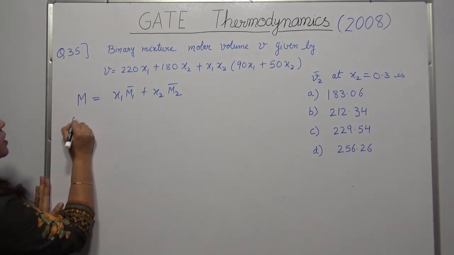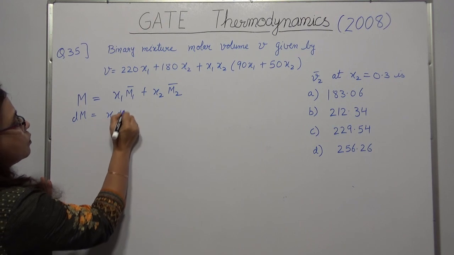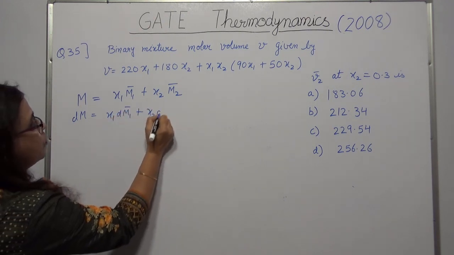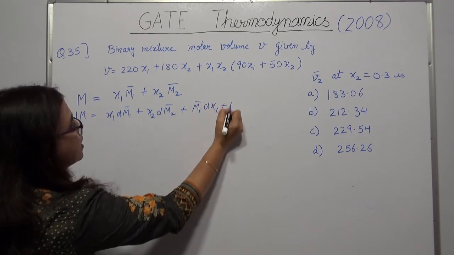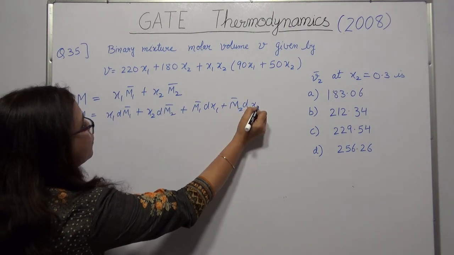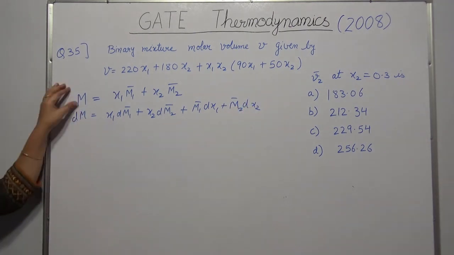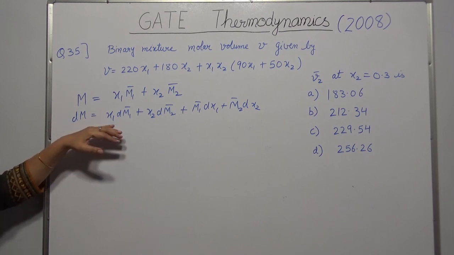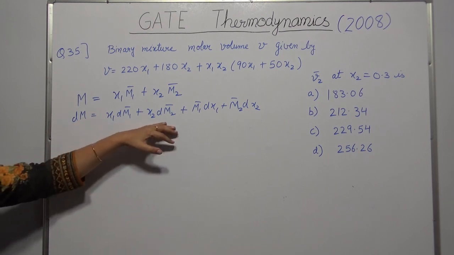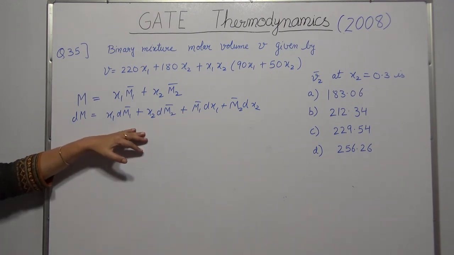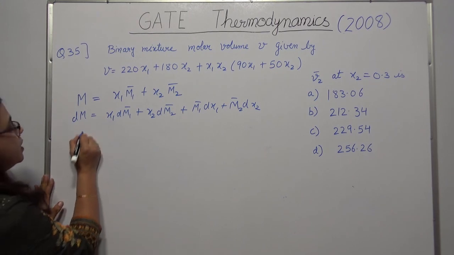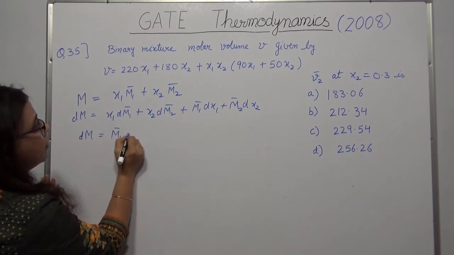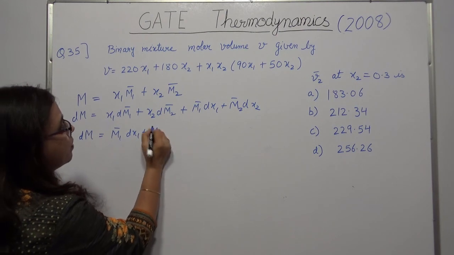Now let's take a differential of this. What I get is dM = x1 dm1 bar plus x2 dm2 bar plus m1 bar dx1 plus m2 bar dx2. I am just differentiating this equation to reach this. Now x1 dm1 bar plus x2 dm2 bar is equal to 0, and how is it 0? From the Gibbs-Duhem equation. So these terms go to 0. Then what I am left with is dM = m1 bar dx1 plus m2 bar dx2.